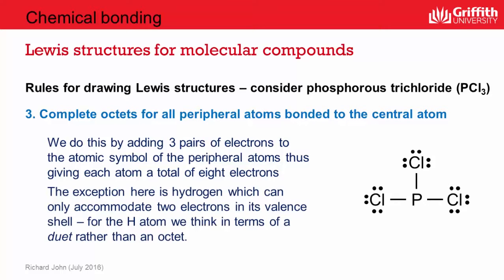Now, the exception here is if hydrogen is one of the peripheral atoms, because hydrogen can only accommodate 2 electrons in its valence shell, and those 2 electrons come from the single bond that's already been drawn. Remember, for the hydrogen atom, we think in terms of a duet rather than an octet. So at the moment, we've used 24 of the available 26 electrons: 3 sets of 8 electrons around all those chlorine atoms.